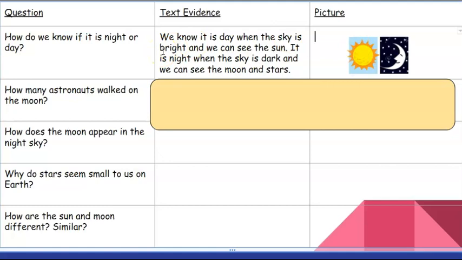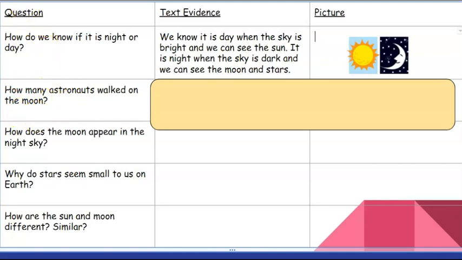Okay, so now that I modeled the first one and we kind of have an idea what we're doing, let's move on to the second question. Miss Kelly will help you with this one, and then you guys are going to do the next three by yourselves. So my question number 2 says, how many astronauts walked on the moon? I don't remember that off the top of my head. I need to go back into the text and look, where are we talking about the moon and astronauts?